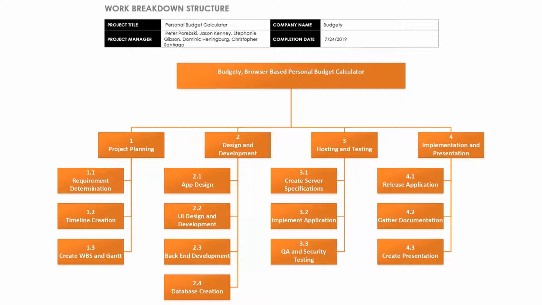For the third section, we wrote out the server specifications that would be needed for an enterprise client to run this. We actually implemented the application, and then we ran the QA and security test audit on the application. For the fourth section, we released the tested application, gathered all of the documentation for our client, and then created this presentation, which would be able to be released to the budgeting corporation as a proof of concept.